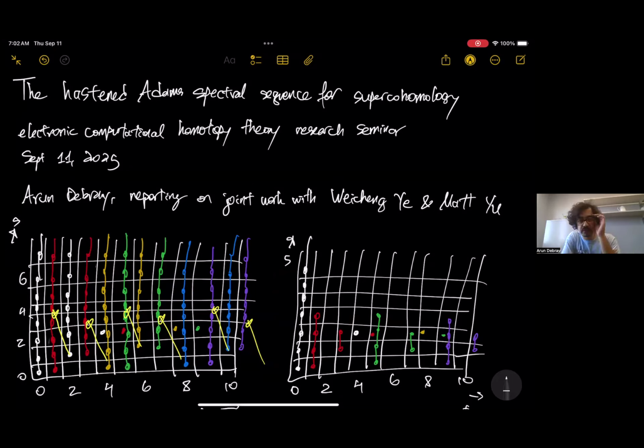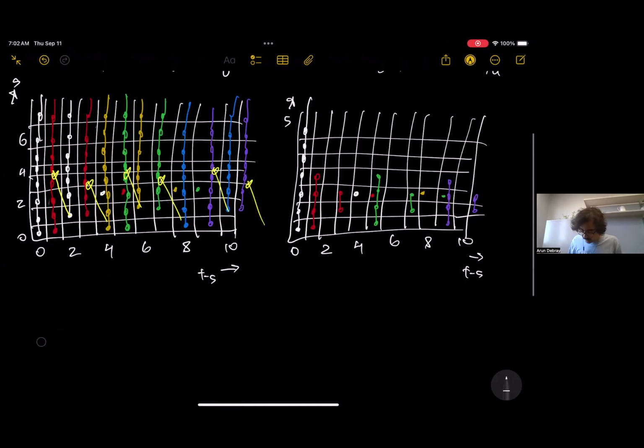But first, I wanted to mention a couple of things. Here's a picture of this spectral sequence, which I'll say a little more about in a moment. Also, this project is joint work with Wei-Chung Yeh and Matt Yu. So I want to make sure to mention that. So here's this picture. I need to write a couple more words.